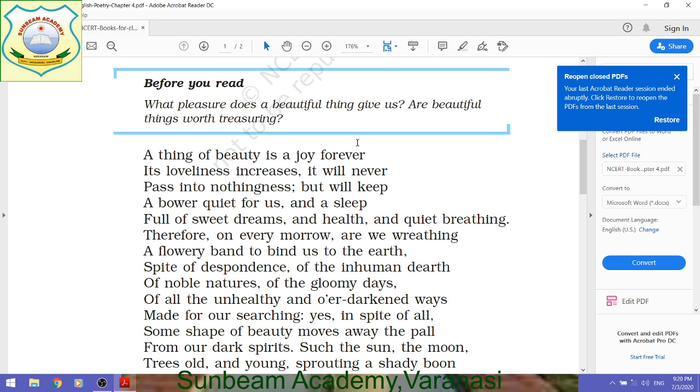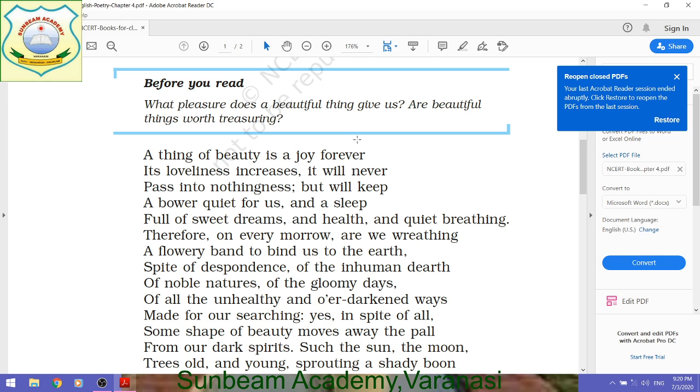Later on the poet says that our sadness, evil nature and unhealthy ways make our living quite unpleasant, but at that time a thing of beauty removes the pall of sadness from our spirits, and rescues us from sadness and gloomy days.